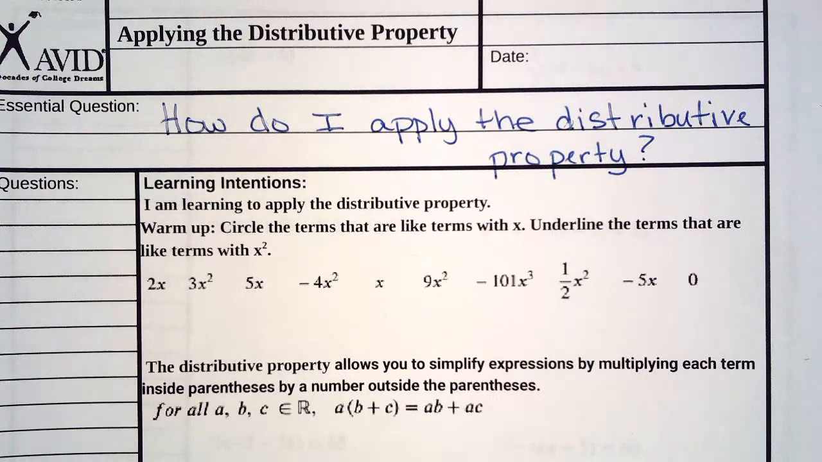So you've got a warm up. It says circle the terms that are like terms with x. Underline the terms that are like terms with x squared. We have to know what like terms are to be able to simplify after we distribute. So, pause the video, circle the terms that are like terms with x, and underline the terms that are like terms with x squared.